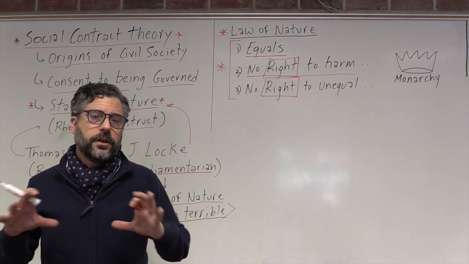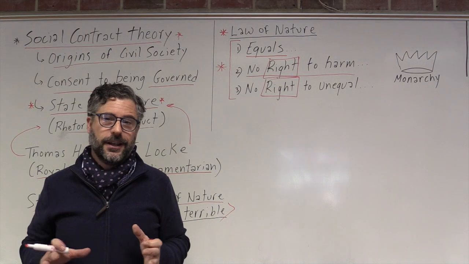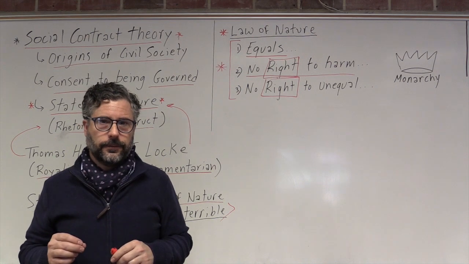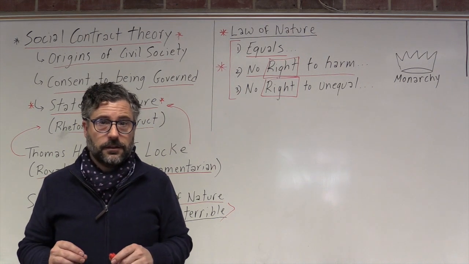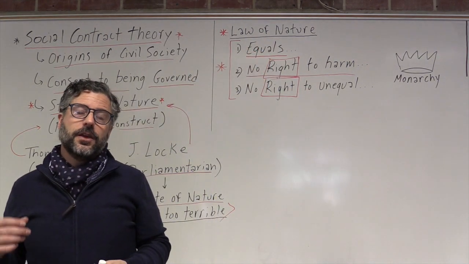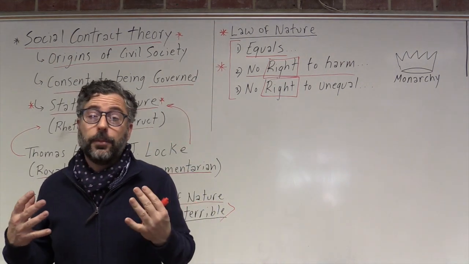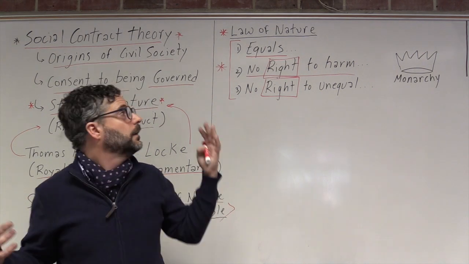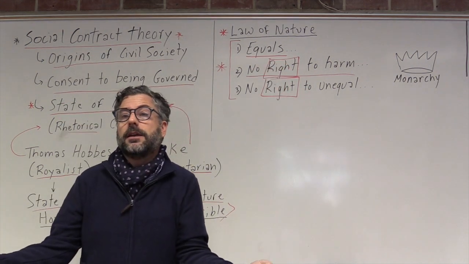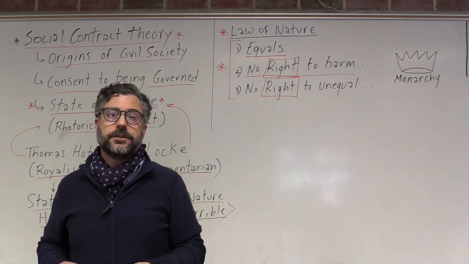So, what does all of this have to do with politics? It has everything to do with politics. And this is where things get really interesting. What Locke is really saying here is that monarchy goes against the law of nature. That's what he's arguing here. The monarchy itself goes against the law of nature. Why? Because kings are born unequal to everybody else. Kings have the right to harm anyone they choose because they get to make whatever laws they want to make. Kings have the right to an unequal share of goods.